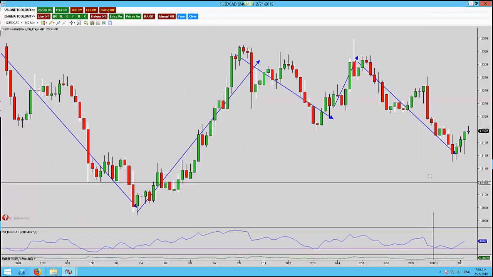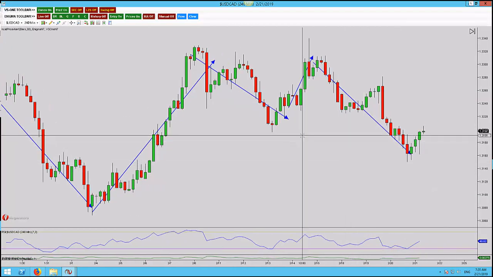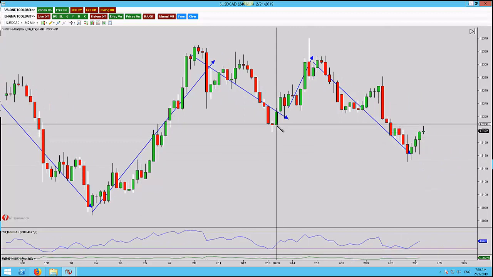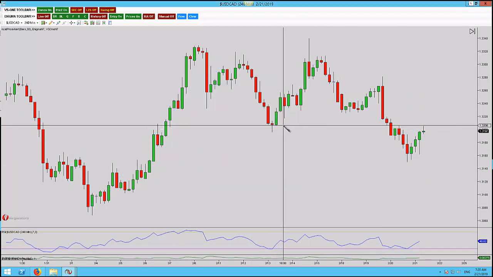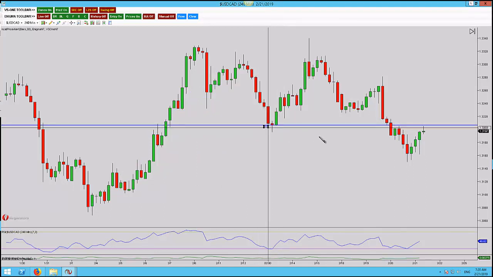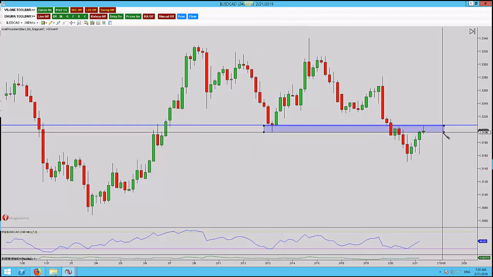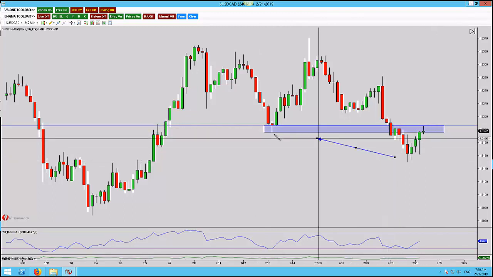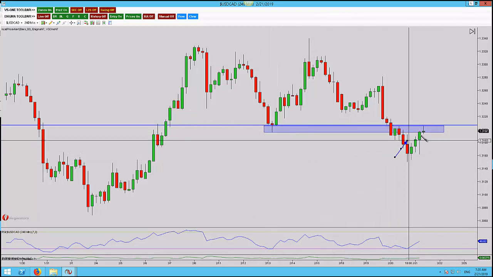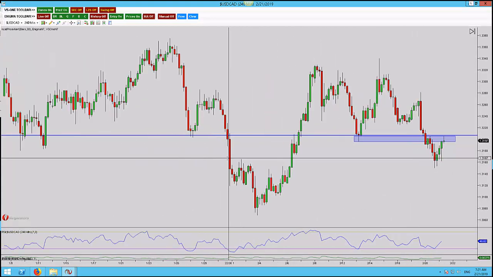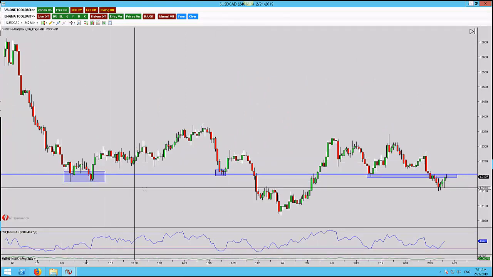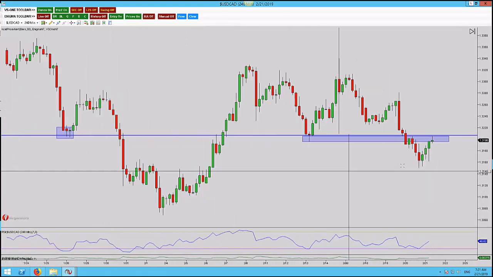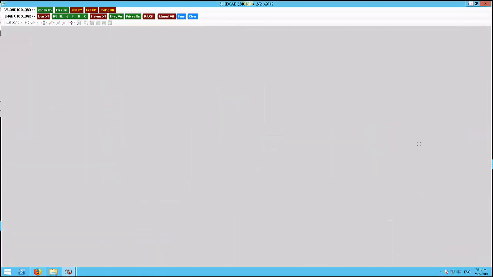Let's go to the 240. If I put a structure level on, let's put a structure level on here, and let's just highlight these wicks. So this is the area that I'm paying attention to. We're seeing a pullback into this zone right now. Let's look left. We also have this, and we also have this as well. So it could be an area here where we could see a shorting opportunity.